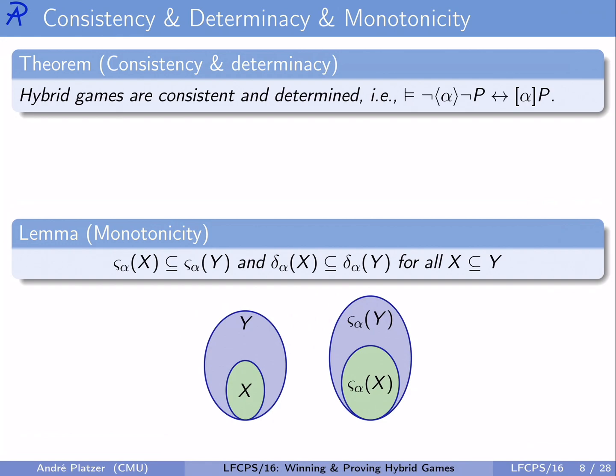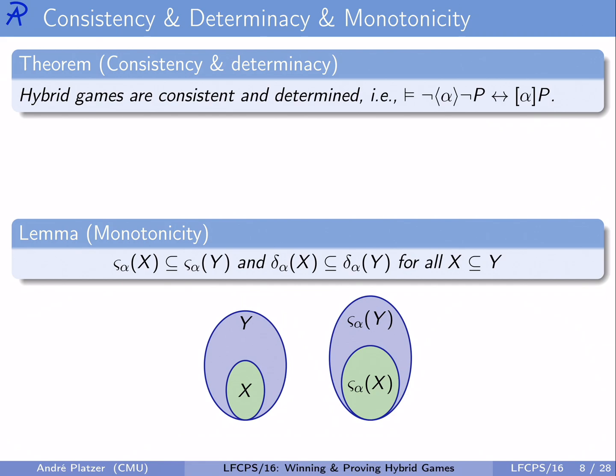Because the semantics doesn't allow the players to play repetitions forever, hybrid games can be shown to be both consistent and determined. That means this bi-implication is true: it is not the case that Angel has a winning strategy to make it to a state where not P is true, if and only if it is the case that Demon has a winning strategy in the game alpha to make it to a state where P holds true.